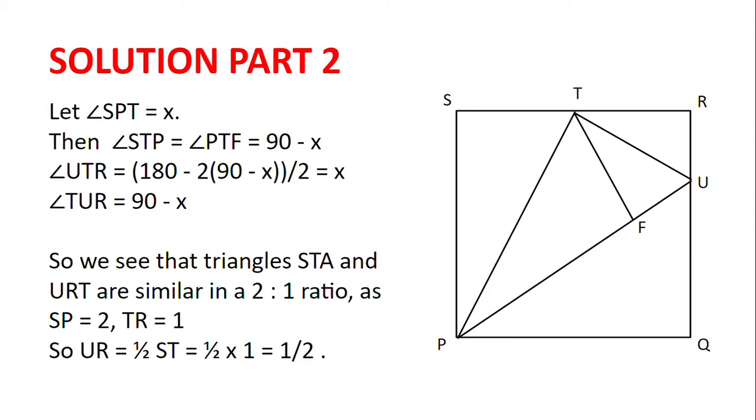Now let angle SPT be x. Then angle STP equals angle PTF, which is 90 minus x, and angle UTR equals (180 minus 2 multiplied by (90 minus x)) all divided by 2, which we find to be x. And so angle TUR equals 90 minus x, and so we see that triangles STP and URT are similar in a 2-to-1 ratio, as SP equals 2 and TR equals 1. So UR is half of ST, which is half multiplied by 1, which is a half.